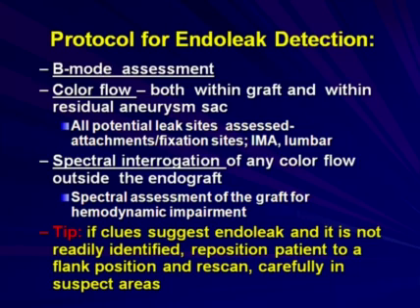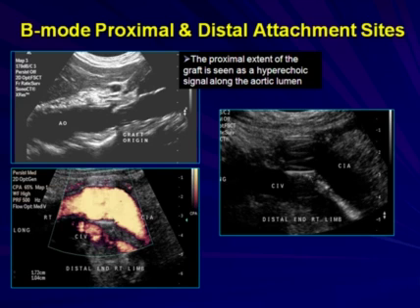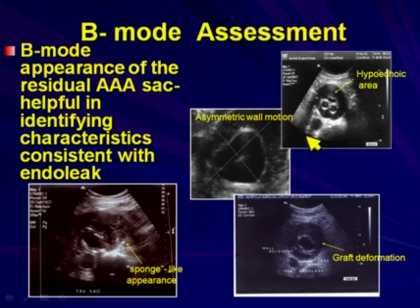If you're scanning and you see B mode clues and you've got a real strong suspicion that there's an endoleak and you're not able to identify it easily, reposition the patient to a flank position, rescan in those suspected areas, and you may be more successful. We're going to look also in B mode for several things. We're going to look at the attachment sites so you can see where the device begins and ends. Here's an inferior. You can see that strut structure quite nicely. We're also going to look at the B mode appearance of the residual aneurysm sac.